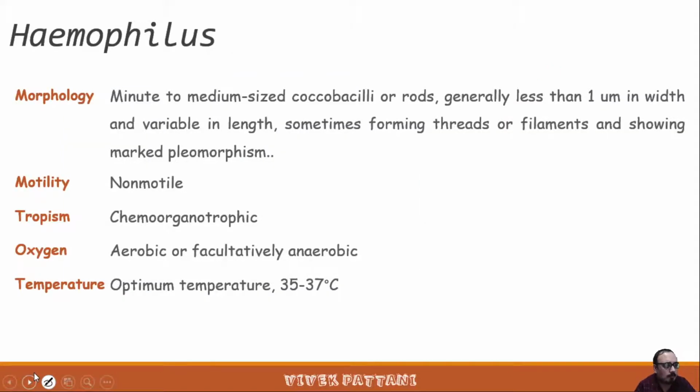Now the next group, Haemophilus. They are minute to medium sized coccobacilli or rods, generally less than 1 micrometer in width and variable in length, and sometimes form threads or filaments showing marked pleomorphism. They are generally non-motile and chemoorganotrophs. In oxygen requirement, they are aerobic or facultative anaerobic and have an optimum temperature of about 35 to 37 degrees Celsius.